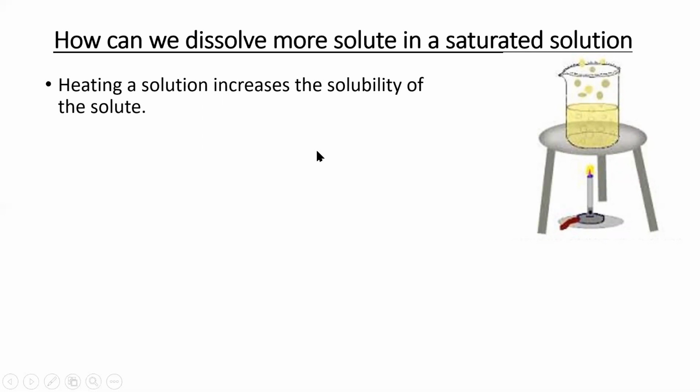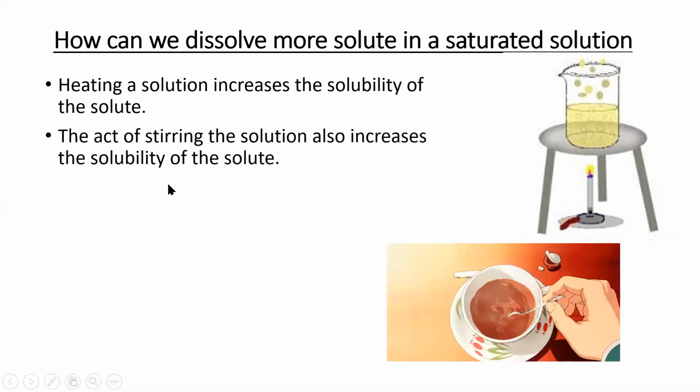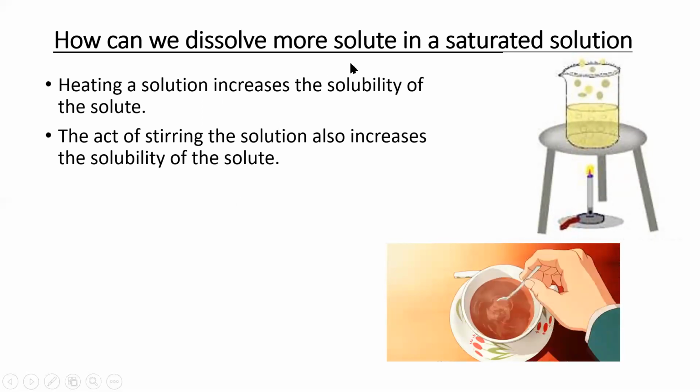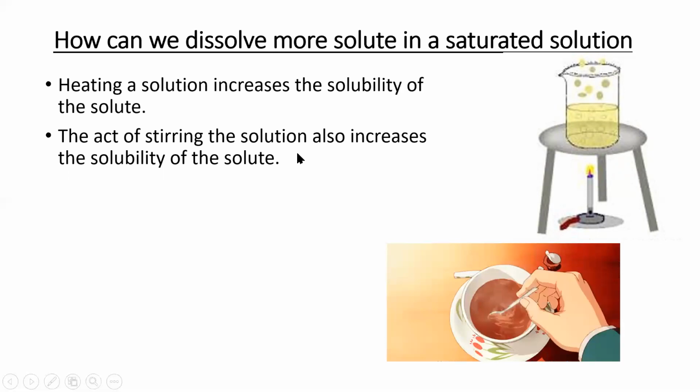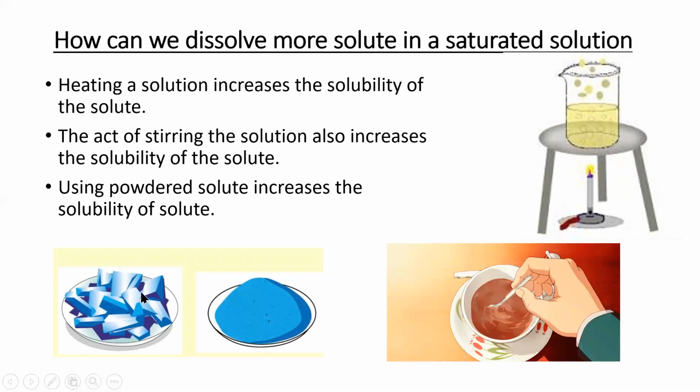Another way, very common way of increasing the quantity of the solute in the solvent is stirring. This is the part of our day-to-day life. You might be adding sugar to your milk that you drink. So in order to dissolve the sugar properly in milk, what do we do? We stir it with the help of a spoon. So that helps to increase the quantity of the solute in the solvent. And one more method is there, that instead of using crystalline solute, we have to use powdered solute.